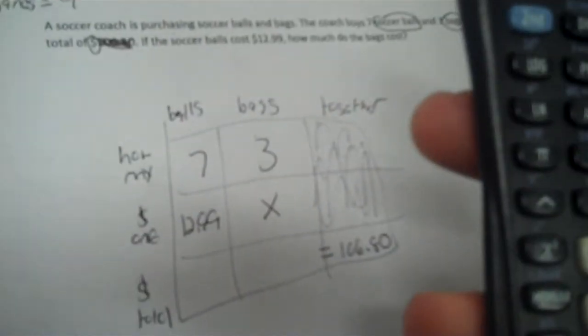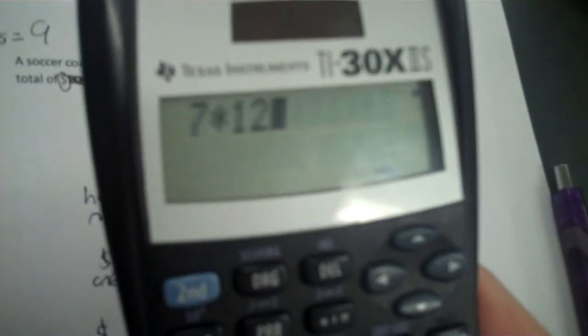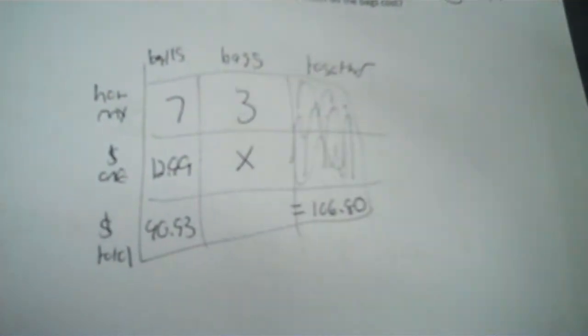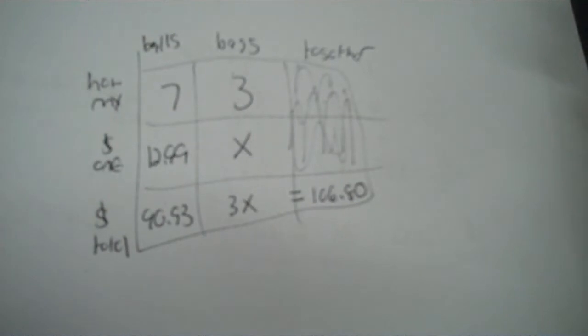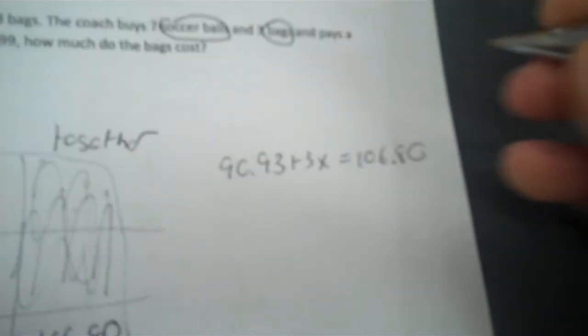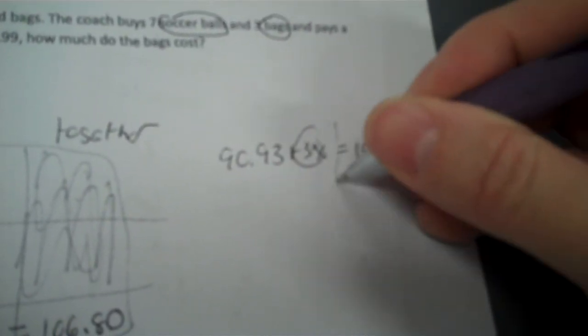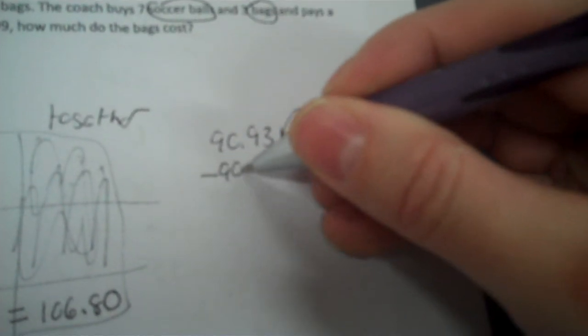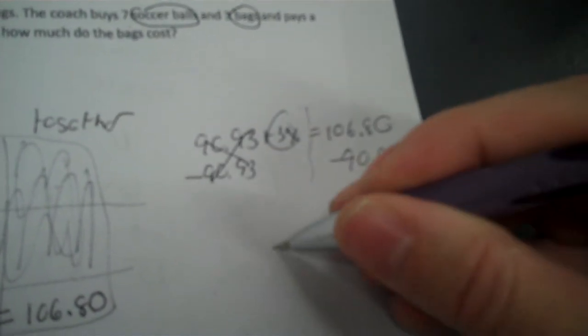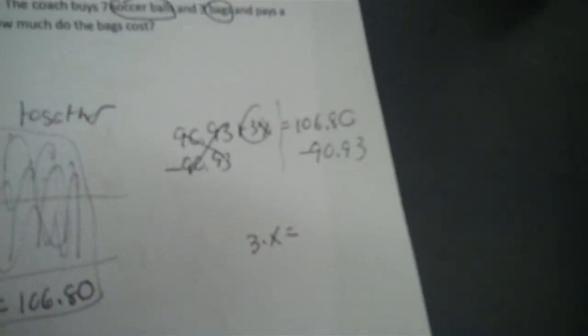Okay, so I multiply 7 by $12.99 to find the total cost for the balls. You bought 7 of them, $12.99 each, 90.93. And then here I just write the expression 3x. So I have 90.93 plus 3x equals 106.80. So x has a multiplier of 3. Then you minus 90.93. And you have 3 times x.